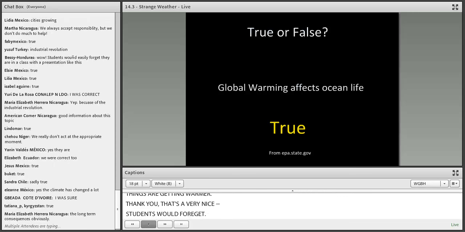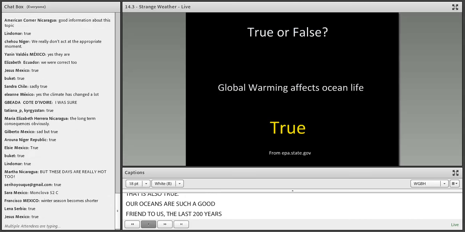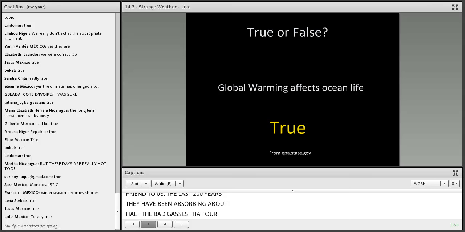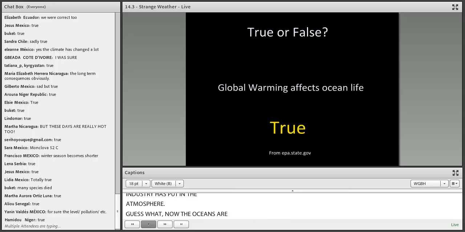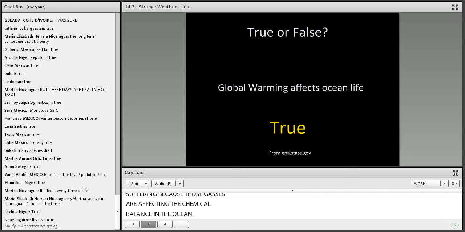Our oceans are such a good friend to us. For the last 200 years, they have been absorbing about half the bad gases that our industry has put into the atmosphere. But guess what? Now the oceans are suffering because those gases are affecting the chemical balance in the ocean. So, for example, corals are having a difficult time surviving. For some fish, migration patterns are changed.